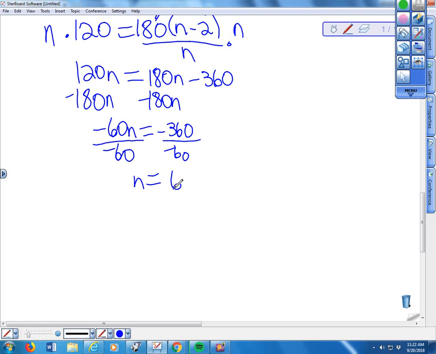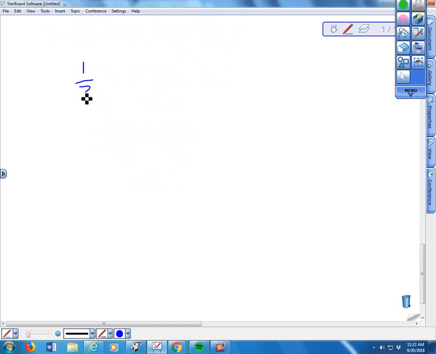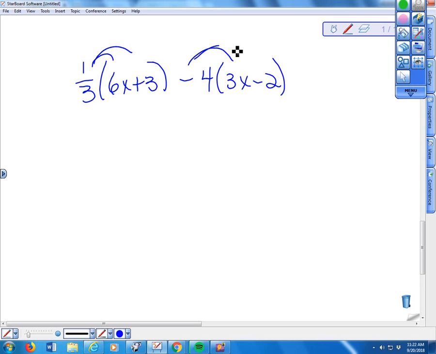Number 6. Simplify 1/3 of 6x plus 3 minus 4 times 3x minus 2. So I'm going to distribute and distribute. 1/3 of 6 is 2x. 1/3 of 3 is 1. Negative 4 times 3x is negative 12x. Negative 4 times negative 2 is positive 8. That becomes negative 10x plus 9.